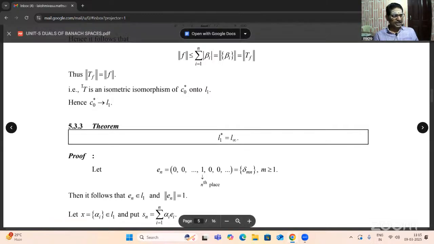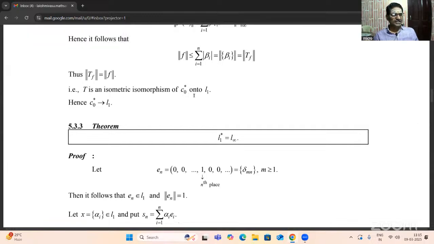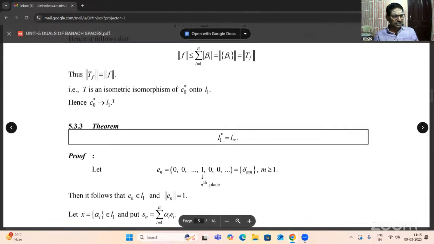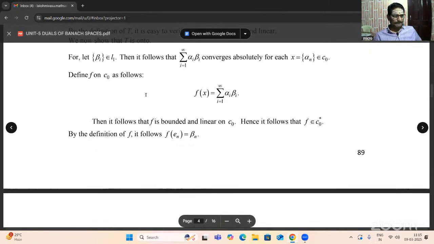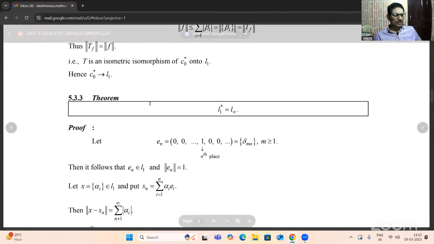In the examination, prove that T is an isometric isomorphism of the dual of C0 onto L1, or that the dual of C0 is L1. So that is the proof of this theorem. Okay, that is very simple.